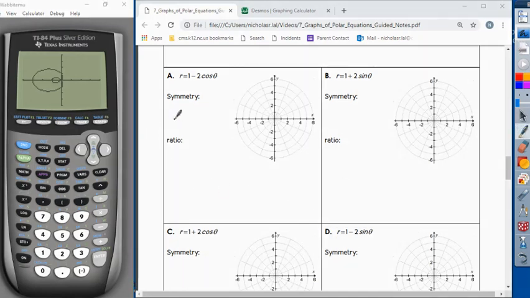So let's look at this thing. This is our shape, the symmetry. It's cosine. This will give us some polar axis or x-axis symmetry. Our ratio is a is 1 and b is 2. So once again, that makes this an inner loop limacon. We have a negative cosine.